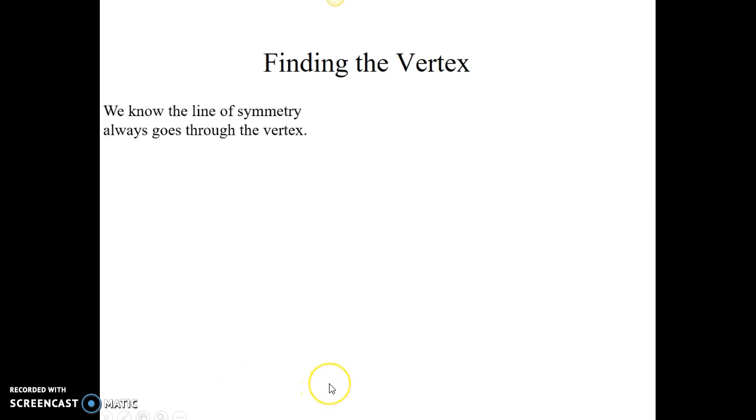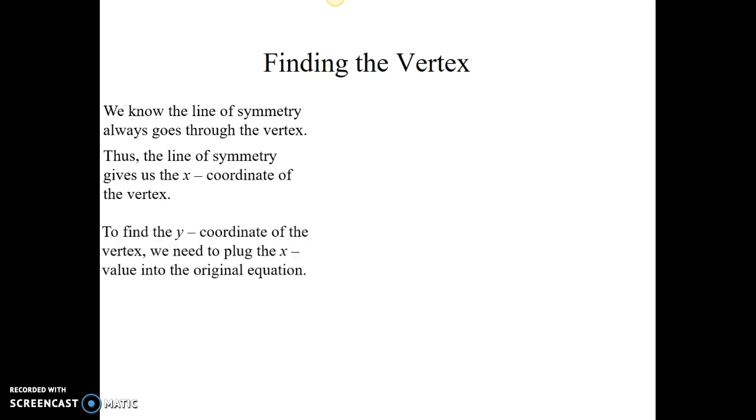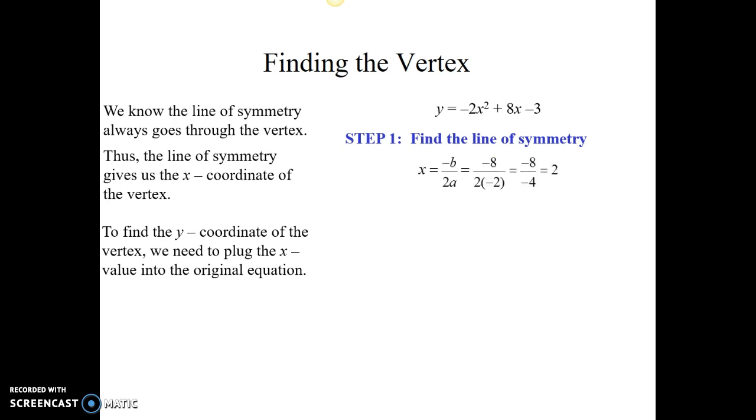Now to find the vertex, we need to find the y part of the point. The line of symmetry gives us the x-coordinate of the vertex. So to find the y-coordinate, we will substitute the x value into the original equation and solve it to find y. So in this equation, we find that the line of symmetry is x equals 2.